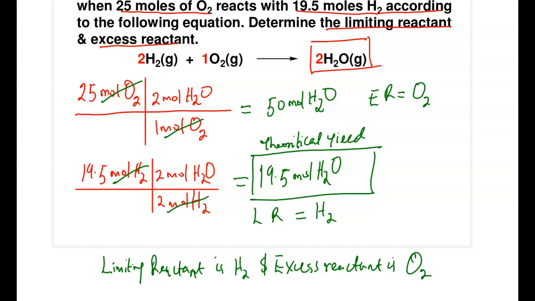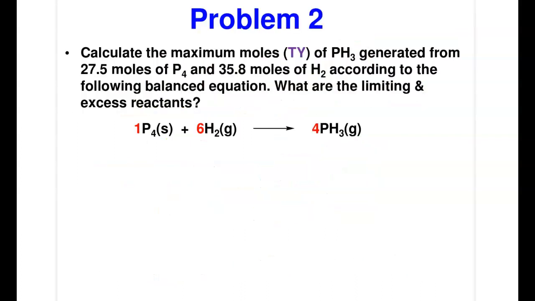So always pause the video, feel free to try out some problems and see how much you're going to do. Now we go to the next one. Similar scenario again. This is mole to mole limiting reactant. It says calculate the maximum moles. Again, the maximum moles will be the theoretical yield, the theoretical mole of PH3 generated from 27.5 moles of P4 and 35.8 moles of hydrogen according to the following equation.